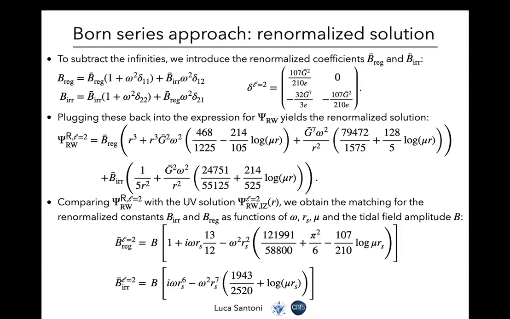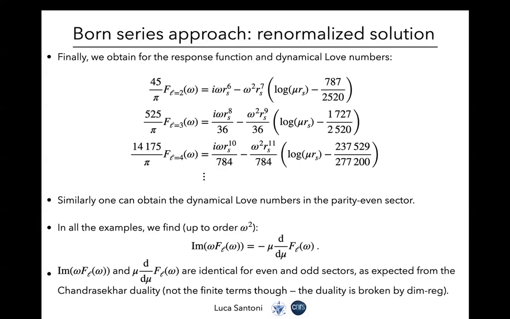You see that now these are constant coefficients. There is some log mu r as expected. There is some linear piece in the frequency, quadratic piece in the frequency, some big numbers, but of course these are scheme dependent. And what we do now is take the ratio, because f of omega was defined as the ratio between these coefficients, and this is what we find. This was done for the odd sector, but similarly, you can do exactly the same procedure for the parity even sector, for the other degree of freedom.